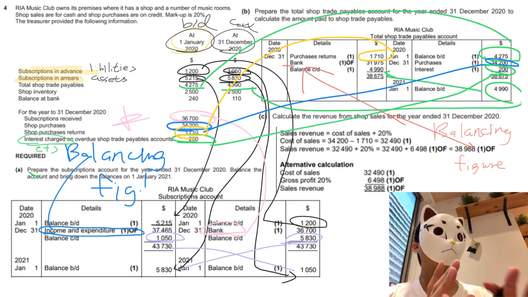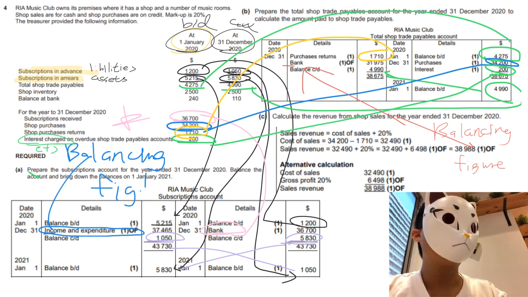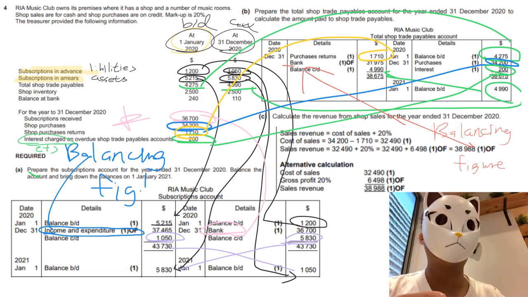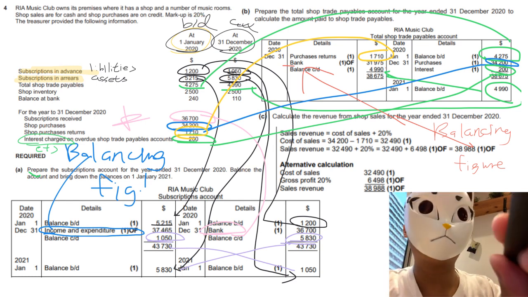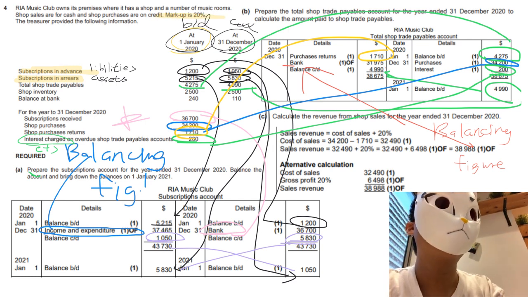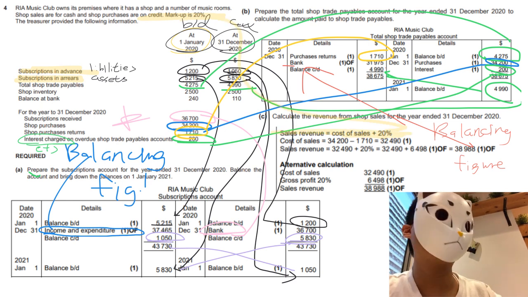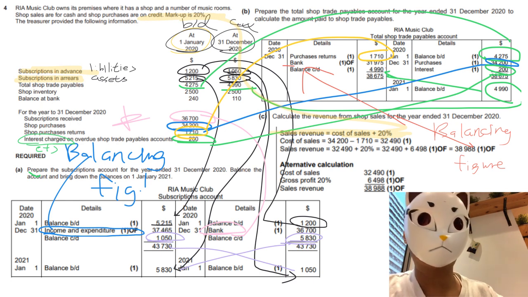So right now we are going to move on to part C. In part C, we have to calculate the revenue from the shop sales. So let's take a look. What do we have in the question? This is very important information, that is markup. The markup is 20%.